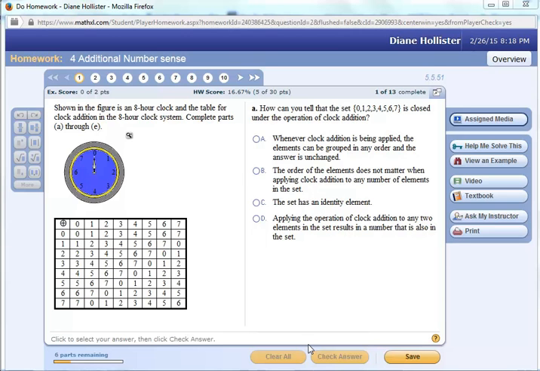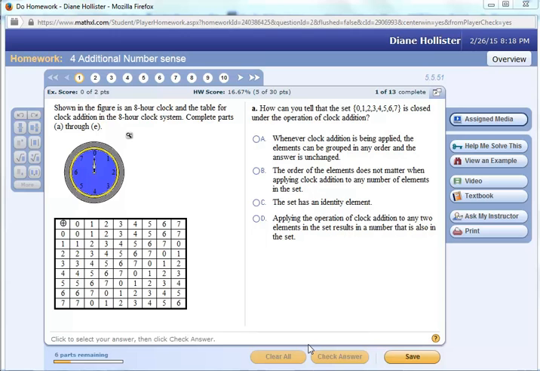The inverse property for addition is such that you add the opposite, or what we call the additive inverse. 4 plus negative 4 equals 0. So the inverse of 4 is negative 4. The inverse of negative 8 is positive 8.